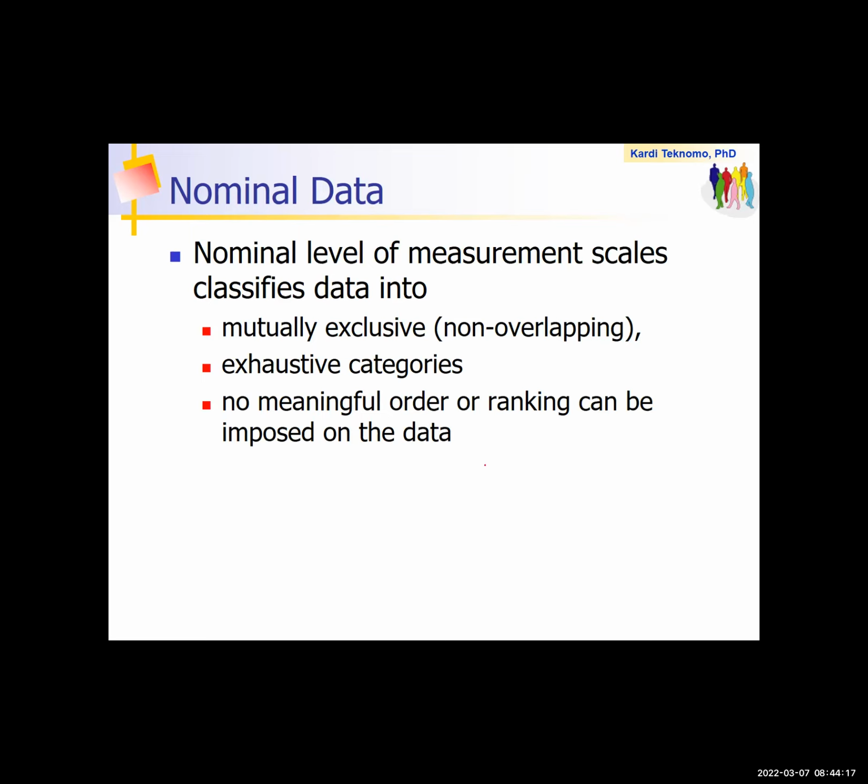So the nominal level of measurement scale is classified into mutually exclusive, non-overlapping. Okay? Exhaustive, meaning everything must be there. Okay? All the values must be there. Okay? So important, these are the characteristics of nominal data. So must be mutually exclusive and exhaustive. Okay? You understand the meaning? Mutually exclusive means non-overlapping. Exhaustive means all possible values must be there. And it has no meaningful order or ranking that can be imposed on the data.